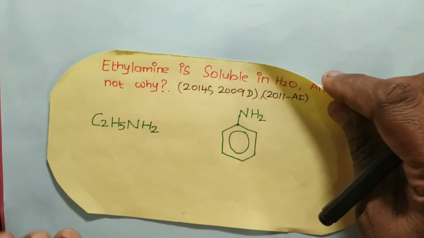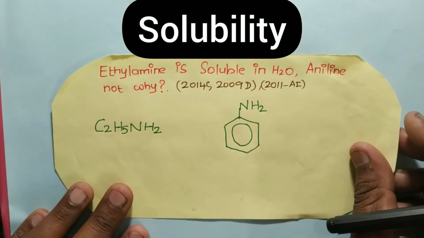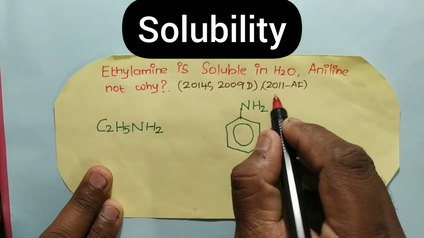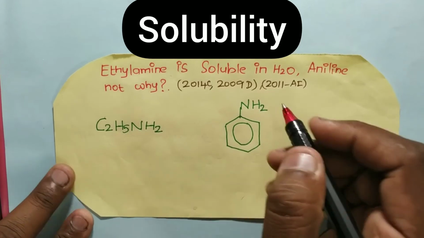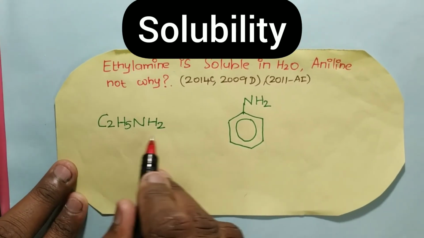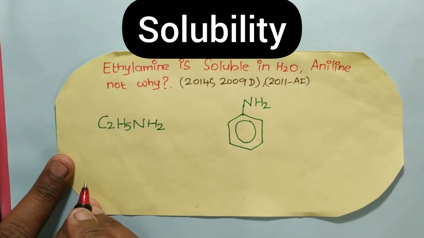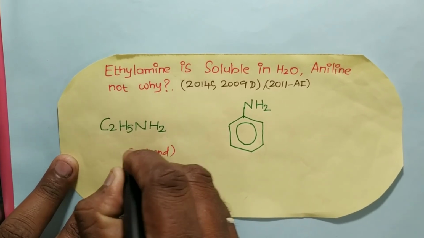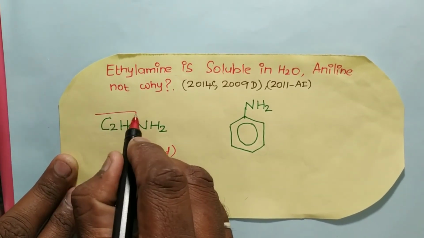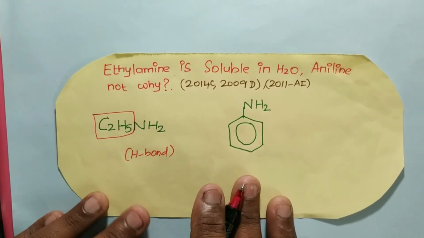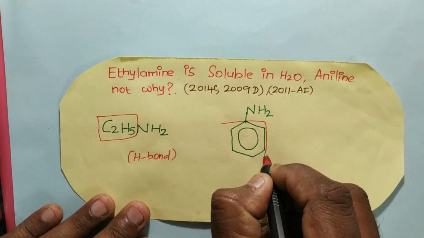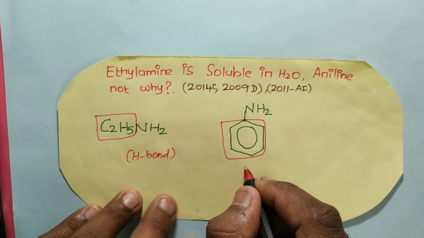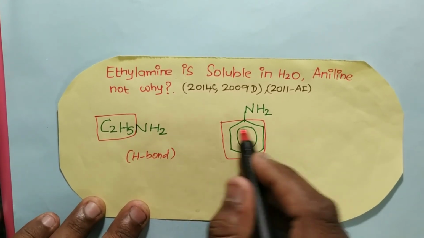And the next one is a very important one. Ethylamine is soluble in water and aniline is not. Why? This was frequently asked in the years 2011, 2009, 2014. So, aniline as well as ethylamine, the solubility is based on hydrogen bonding. Both have hydrogen bonding, but the size of the C2H5 group is small, whereas the size of the aryl group is very bulky. Moreover, the aryl group is highly hydrophobic, so it will not be soluble in this case.